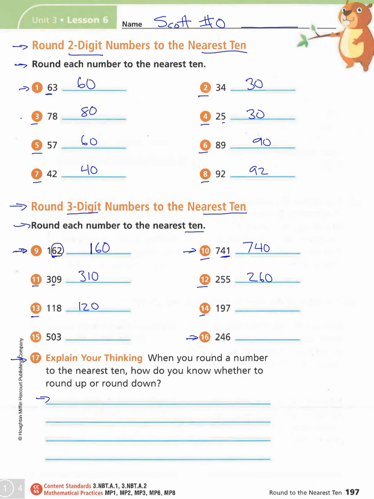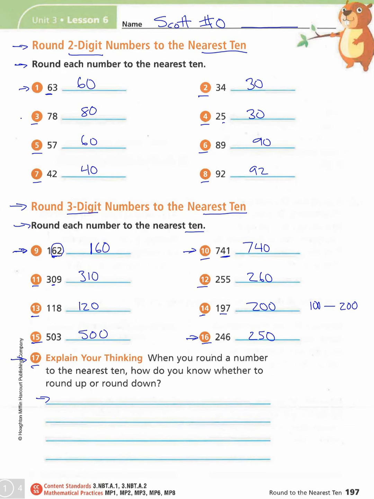Number 14, and this is the one that was a little bit tricky. So this 97, I'm sorry about that. This 97 becomes 100, right? So we need to go up to the next 100, which really means we are between 100 and 200, and that 97 means we would go up to the 200. So this actually becomes 200. Number 15, 500. And then number 16 becomes 250. All right, so explain your thinking. Number 17, explain your thinking. How do you know whether to round up or down?